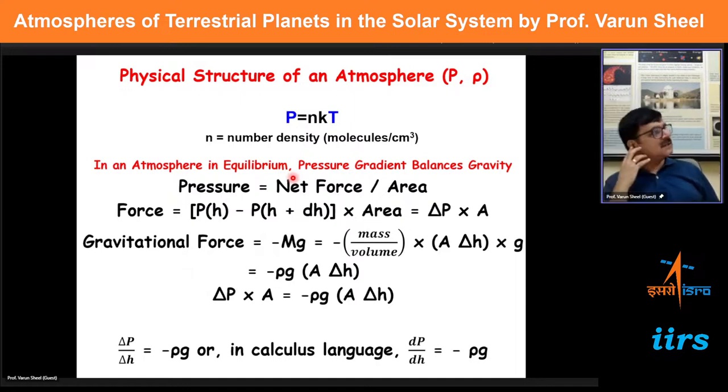Next, the important thing which comes to mind if you want to characterize any atmosphere is the physical structure. So these are the three aspects: the composition, the temperature structure, and the physical structure. When we talk of the physical structure, we are talking of the pressure and density variations. Some of you from physics, even chemistry, can correlate this: since it is a gas, you had the temperature, and here we are talking of pressure and density, and all of them are related through the ideal gas law.